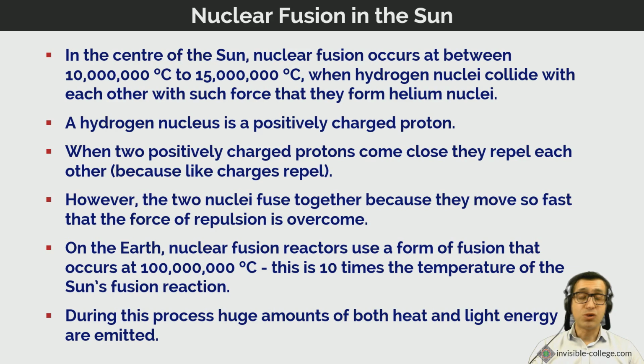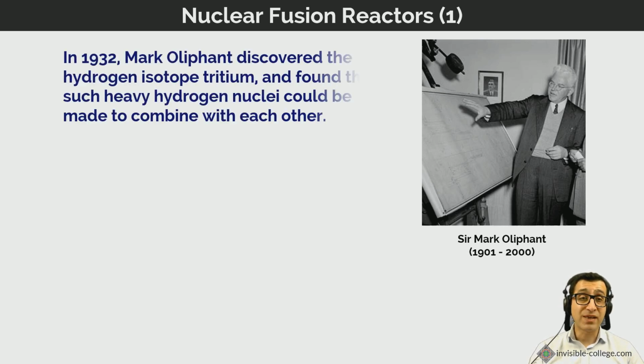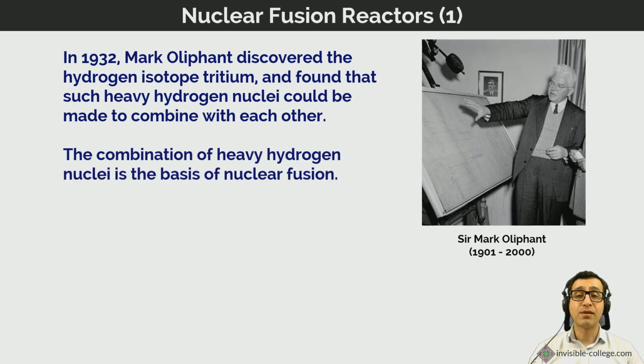So, nuclear fusion reactors are still highly experimental, but essentially the original work that led to the current research into nuclear fusion began in 1932 with Mark Oliphant. Now, he discovered the hydrogen isotope tritium and found that these kinds of heavy hydrogen nuclei could be made to combine with each other. The combination of heavy hydrogen nuclei is the basis of nuclear fusion.